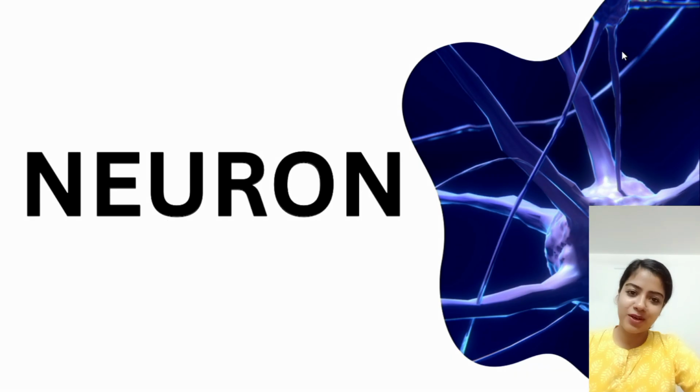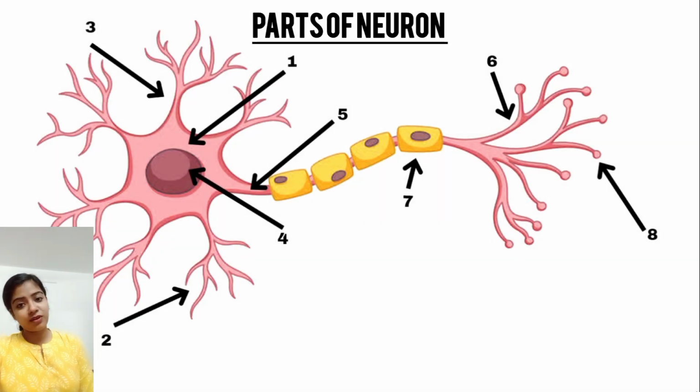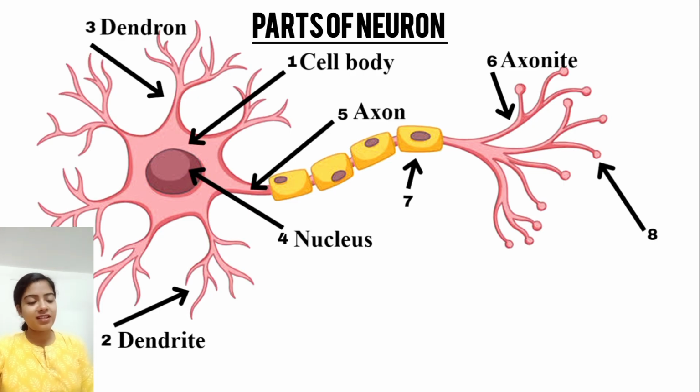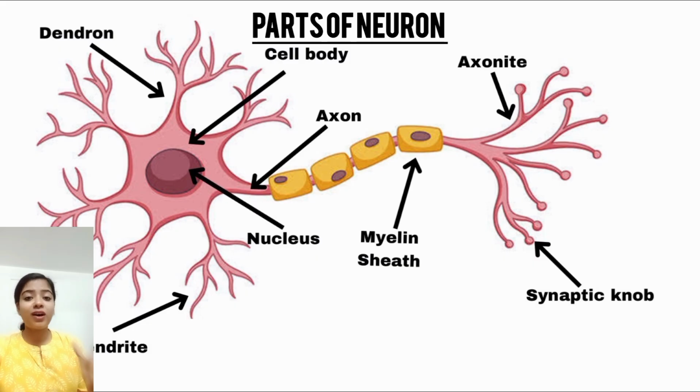First, we will see the different parts of a neuron. The parts of a neuron are the cell body, dendrite, dendron, nucleus. Then we have the axon, axonites, which are the branches of the axon, and we have the insulation or the myelin sheath, and last we have the synaptic node. Let us see a video of how these parts function in a neuron.